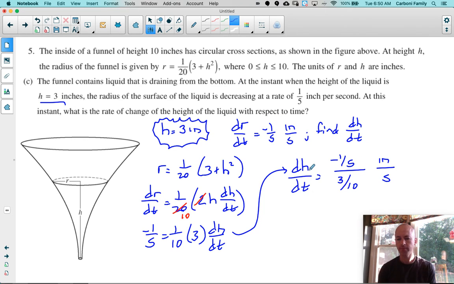However, if you're an overachiever and you wanted to simplify that, that'll be 1/5 times 10 thirds, which would reduce to negative 2 thirds inches per second. Again, there's no need to do that. You can only mess yourself up. So I would encourage you to stop as soon as you are down to only arithmetic.